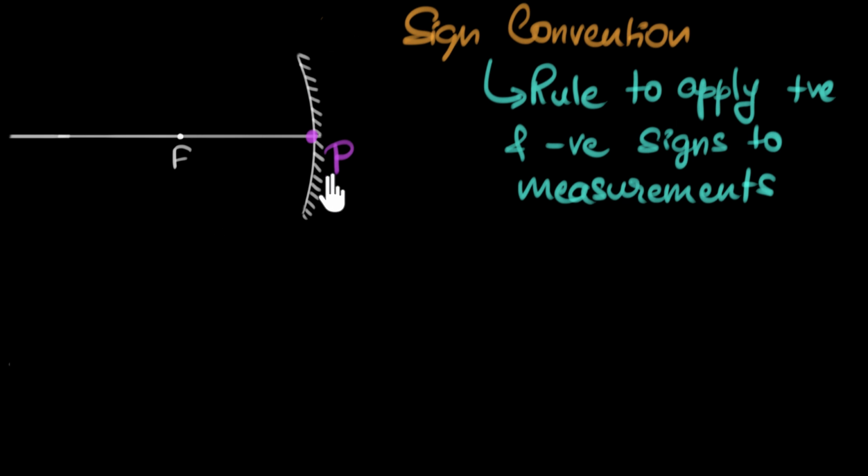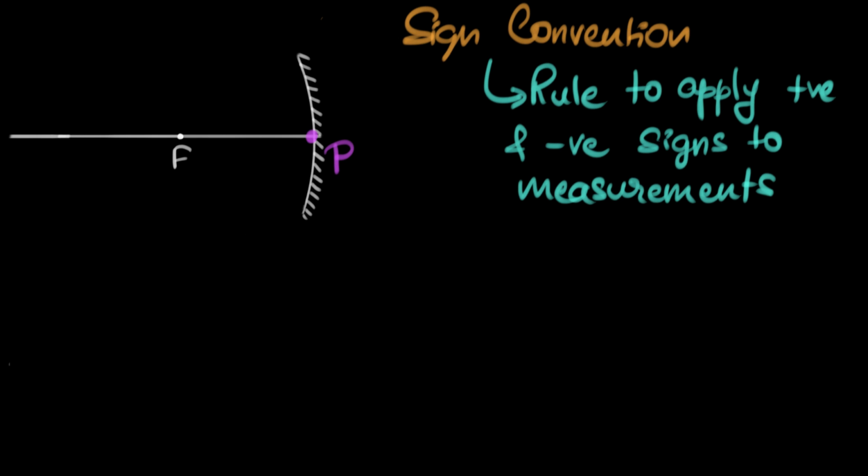Now, when I say all distances, honestly, there are only three distances. One is the focal length, how far the focus is. Then the object distance, how far the object is. And the image distance, how far the image is. All three distances are always measured from the pole. That's rule number one, which I will not write down.